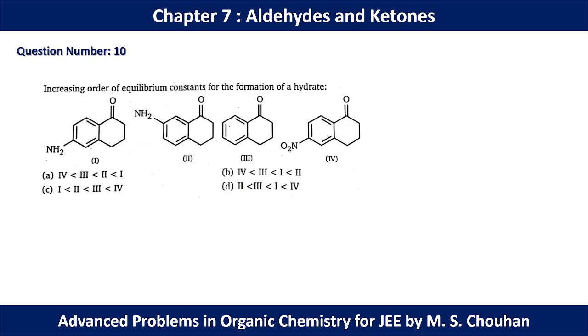In question number 10, increasing order of equilibrium constant for the formation of hydrate. So the thing is that more the positive charge density over this carbon, more will be the rate of hydration. Okay, more the positive charge density or the electron deficient, the electrophilicity of this carbon, if it is higher, then the rate of formation of hydrate will also be higher. So as we know that the nitrogen is an electron withdrawing group. So in presence of electron withdrawing group, we have a positive charge density or electron deficiency in this position.